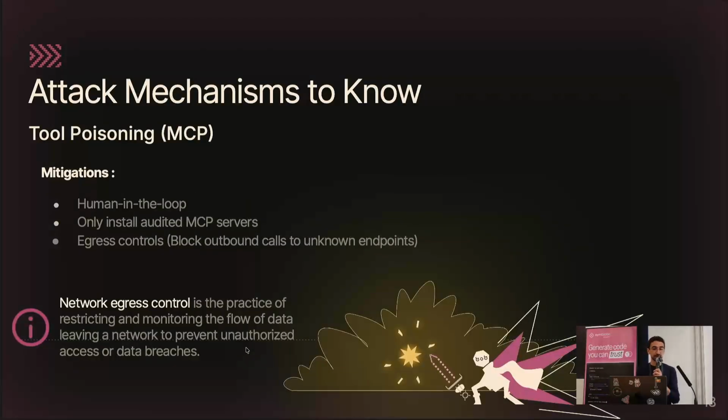The mitigation for this type of attack is human in the loop. You should always read the documentation of your MCPs before you install them. Only install audited MCP servers, and you should do some egress control to block outbound calls to unknown endpoints. For your information, network egress control is the practice of restricting and monitoring the flow of data leaving a network to prevent unauthorized leaks or data breaches.